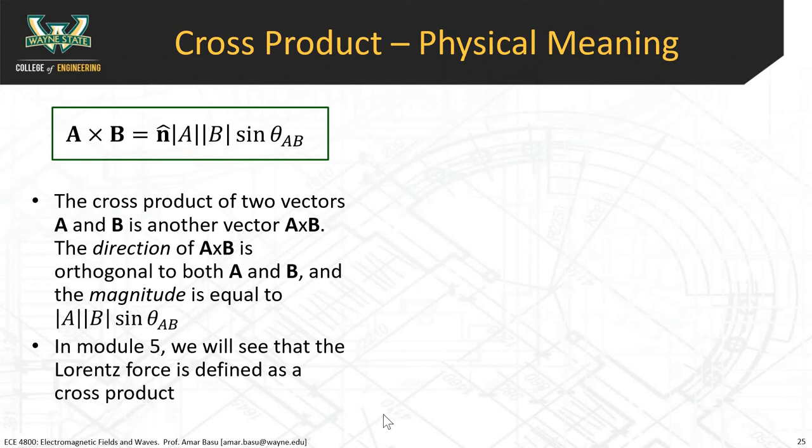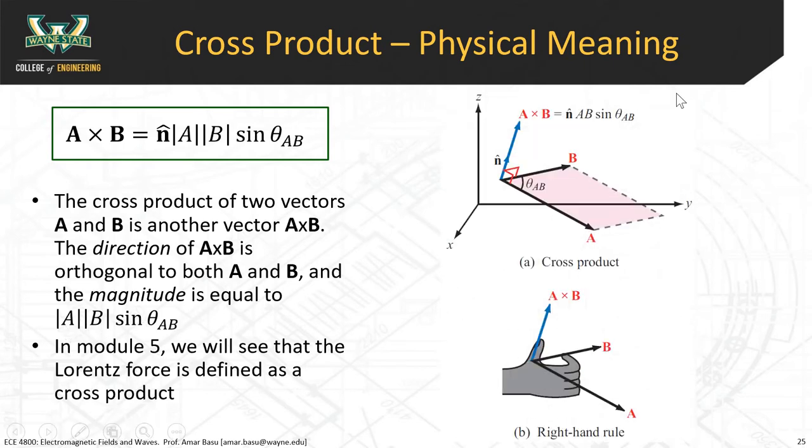And the magnitude is equal to the magnitude of A, magnitude of B, sine of theta AB. If you remember from the right-hand rule, imagine that you have a vector A, and then you have a vector B, okay? And then the vector A cross B is going to be perpendicular to both A and B. Another way to think about that is if you imagine A and B, two vectors can define a plane. So imagine the plane that's defined by this pinkish region here. And imagine that A cross B is going to be a vector that is perpendicular to this plane.